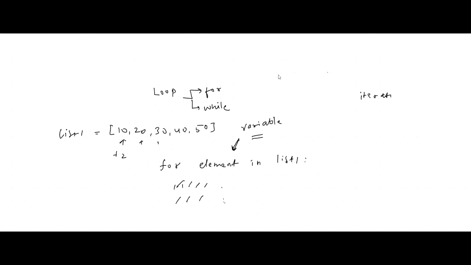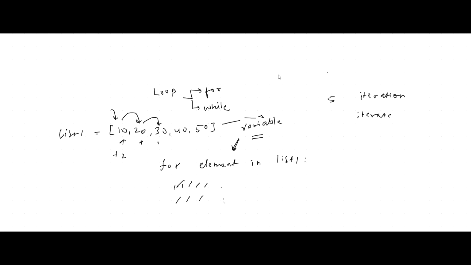Iterations means that there are multiple elements present inside our object. We are talking about this list. There are 5 elements present, and you can iterate over these 5 elements. It means you can go to the first element, then the next element, then the next element, and so on. So there are going to be 5 iterations.